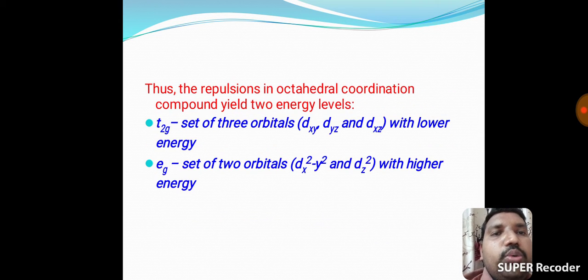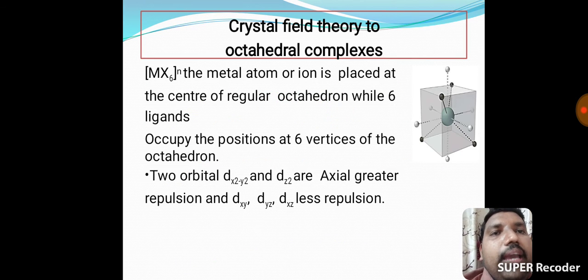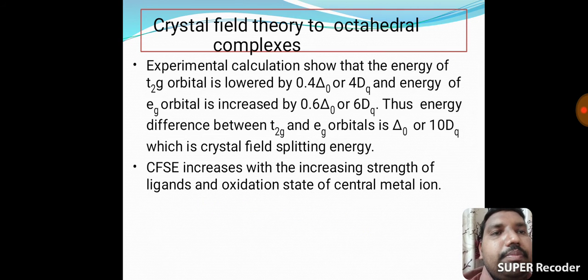There are 2 sets, the T2G set and the EG set. The T2G set of orbitals has lower energy in octahedral complex. The EG set of orbitals has higher energy in octahedral complex. MX6 is nothing but, M means central metal atom, X is the ligand. The central metal atom is surrounded by 6 ligands at the 6 vertices of the octahedral geometry.